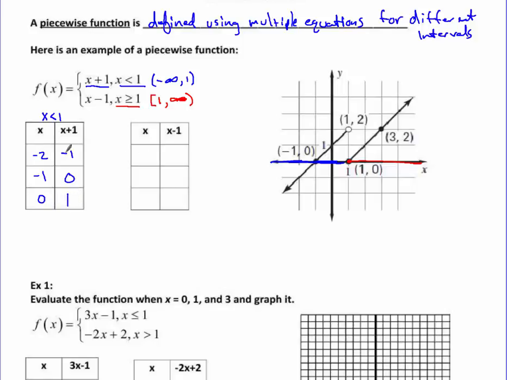And we can translate that over to the graph. We can find this point. So negative 2, negative 1 is right there on the graph. Negative 1, 0, already on the graph for us, and 0, 1 is our y-intercept right there.